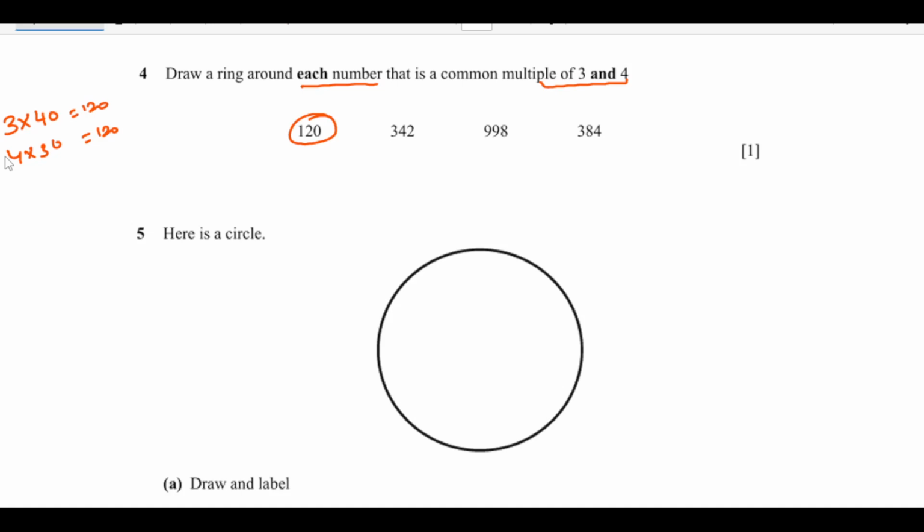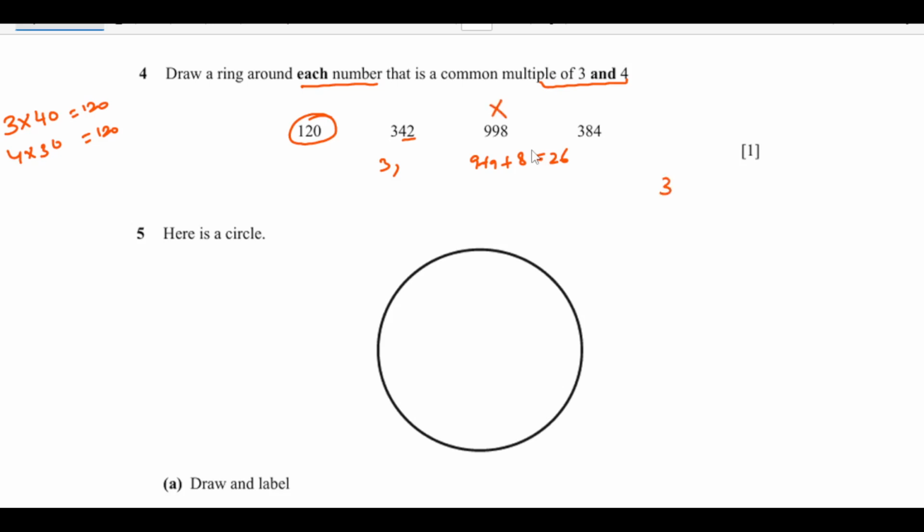Similarly here for 342, if you add these digits, 4 plus 3 is 7, 7 plus 2 is 9, so it is divisible by 3. Then we will check by 4. For 4 you need to check the last 2 digits. If they are divisible by 4, then the number is divisible by 4, but it is not, so this is not going to be. Then 998: 9 plus 9 plus 8 to check for 3. It is 26, so it is not divisible by 3, so this is also not in the list.